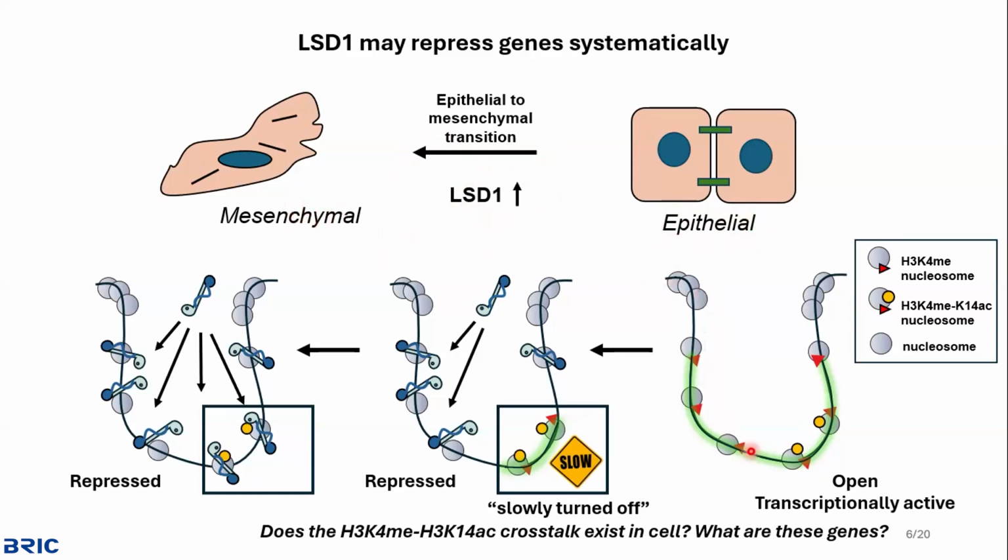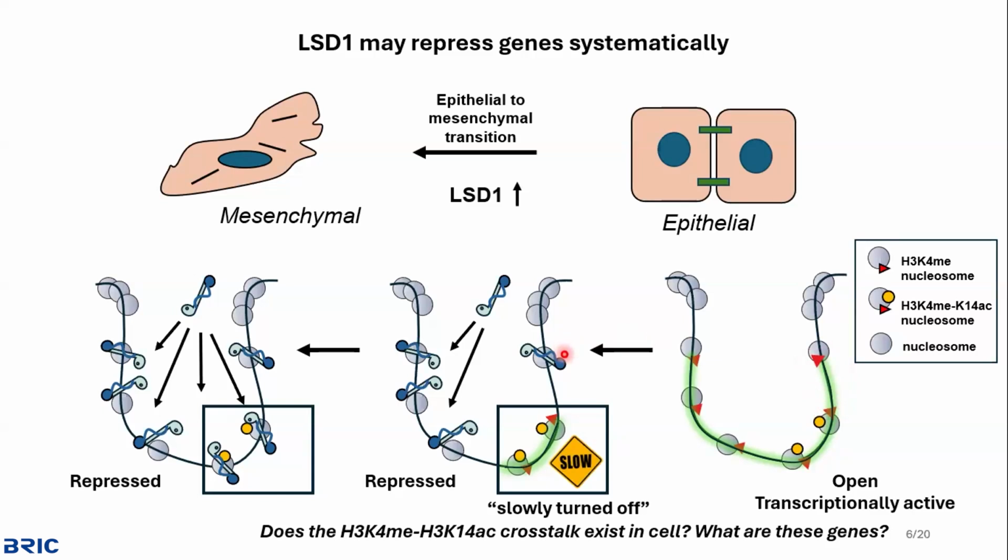So this is how we envision it happens. This is a genomic region where open chromatin promotes a lot of gene expression. And imagine a lot of the genes in this chromatin are linked with the epithelial phenotype. During this EMT, LSD1 will come in and remove this methyl mark, which is the red triangle, which will silence them, and therefore it can turn off the epithelial phenotype.